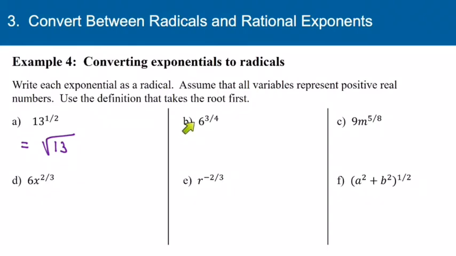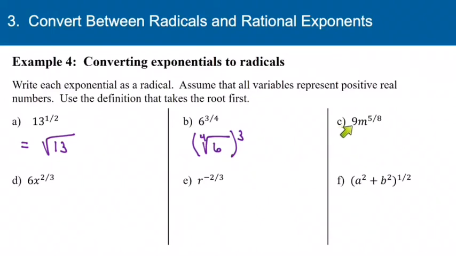Okay, moving on to part B. We have 6 to the 3/4 power. So first we want to write the fourth root of 6, and then we want the power 3 outside of that. Now we're not asked to evaluate this, we're just asked to write it as a radical. So here it is as a radical with the root coming first and then the power.